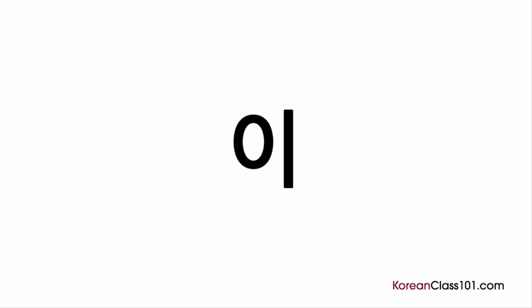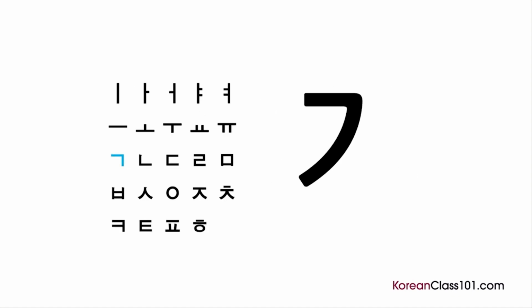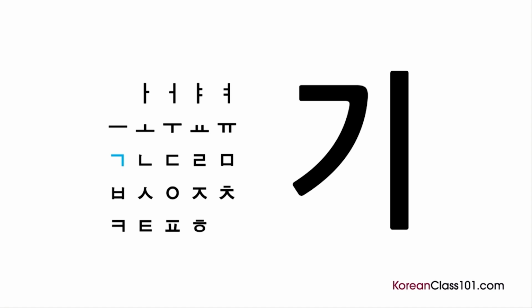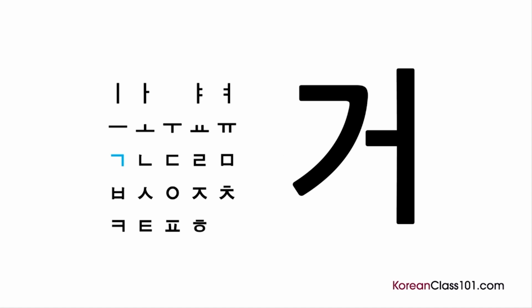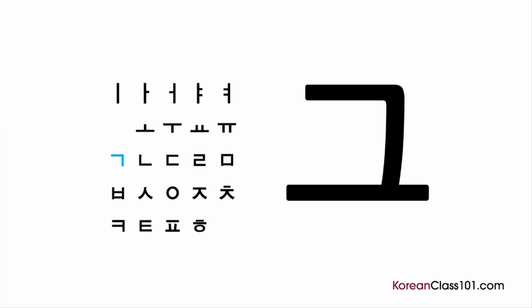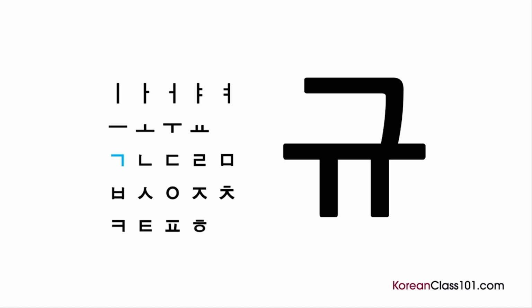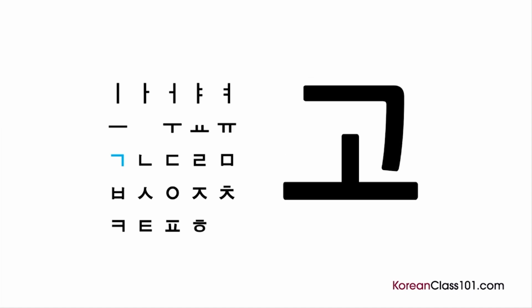When making syllables, the consonant goes where the circle from the last lessons used to go. Can you guess how these are read? 기, 가, 갸, 거, 겨, 그, 구, 규, 고, 교.